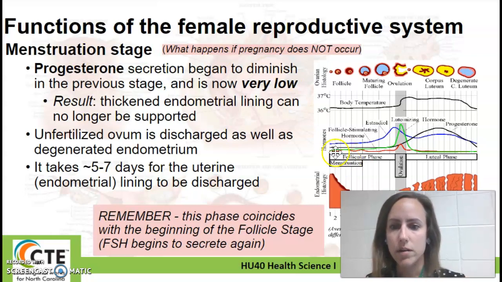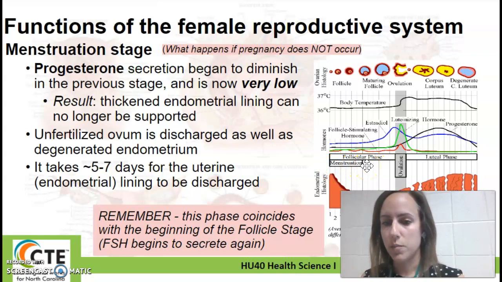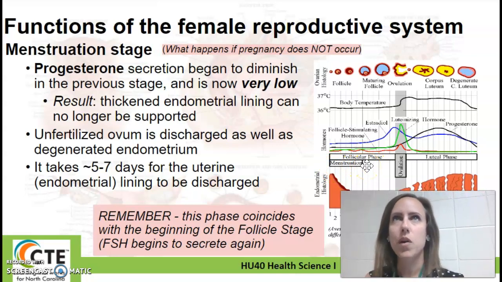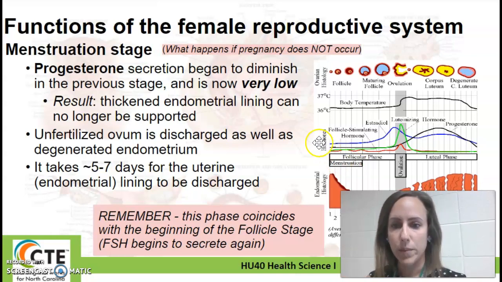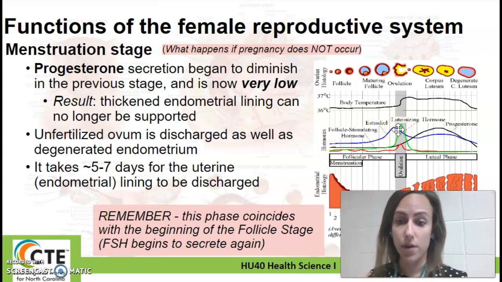But remember, during this menstruation stage, once the body recognizes, nope, didn't get pregnant this month, and we start to lose all of that lining and lose the unfertilized egg, the body wants to reproduce. So it's going to start ramping up that follicle stimulating hormone again.